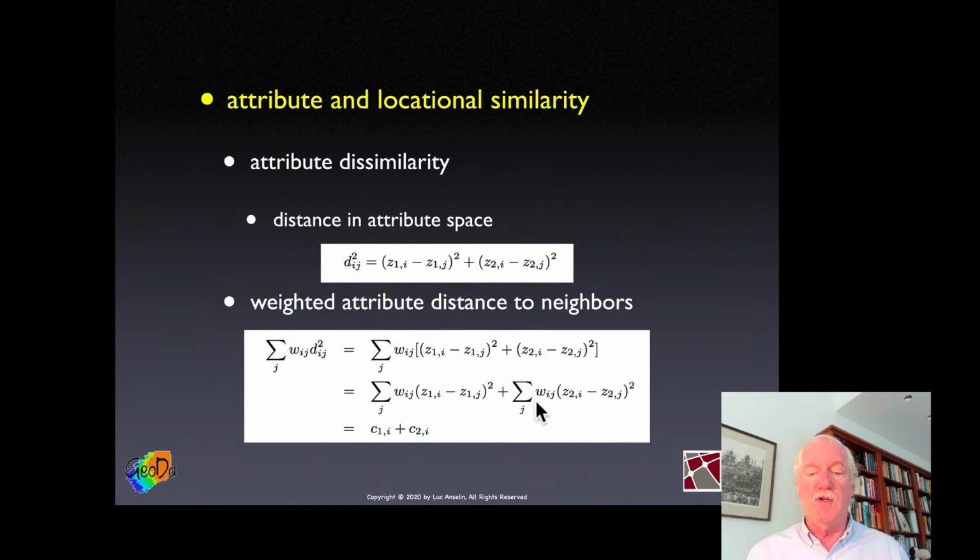Now let's look at these more closely. What exactly is this? This is, for a given observation I, the weighted sum, weighted by the spatial weights, of the square distances to its neighbors J. This is exactly the local Geary C. So in two dimensions, a two-dimensional local Geary C is nothing but the sum of the two one-dimensional local Geary C. It's a very simple algebraic result, but it's actually very useful because now it means that we can construct a multivariate local Geary statistic from the univariate local Geary statistics.